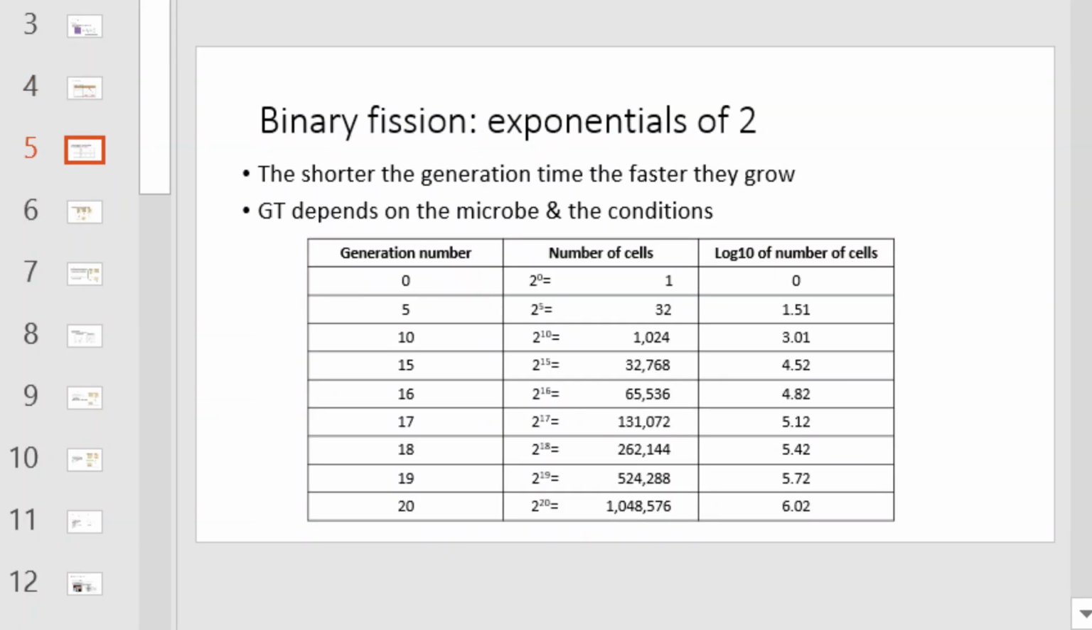Binary fission produces growth in exponentials of 2. The shorter the generation time, the faster the population is growing. Your generation time depends on the individual microbe and the conditions under which it is growing. This table provides a graphic illustration of exactly how fast a single cell can become literally millions of cells. What's left out of this table is the exact time period of the generation.